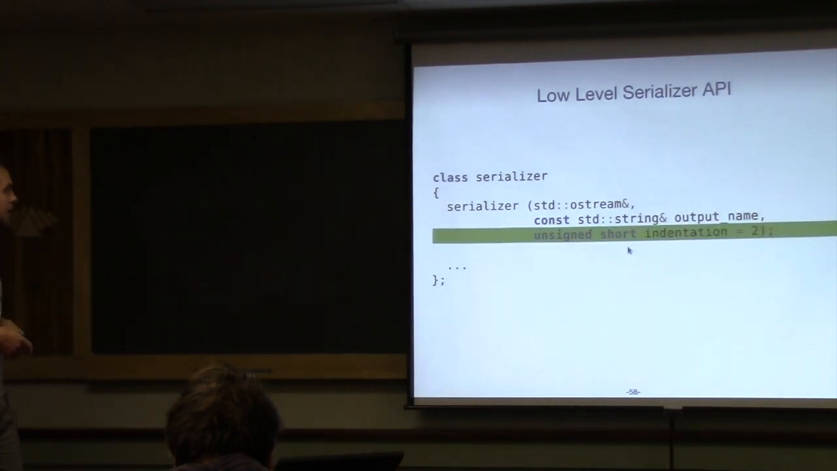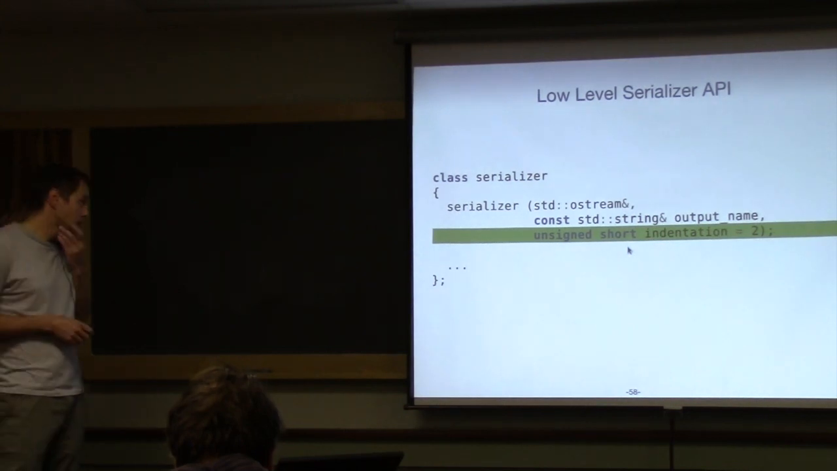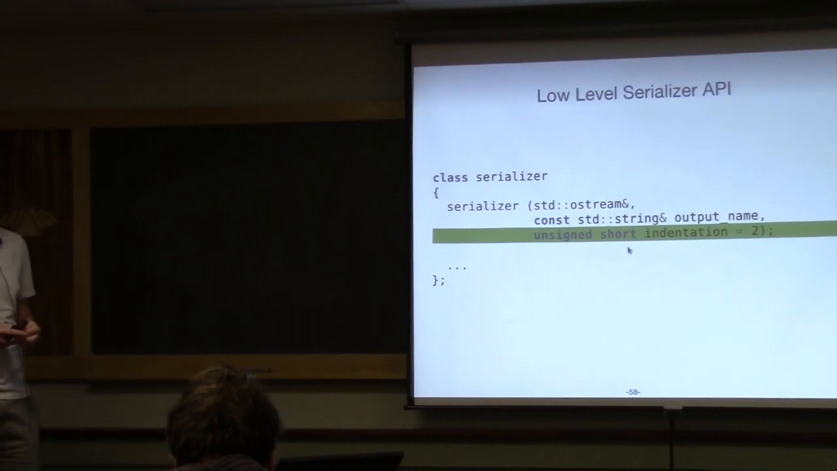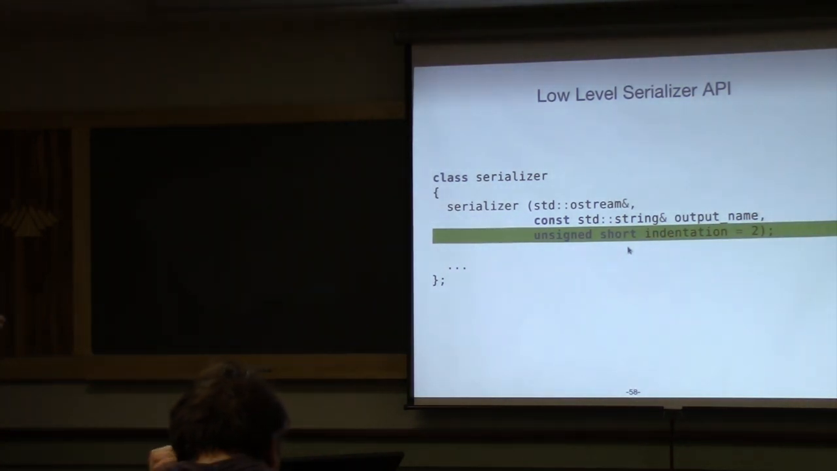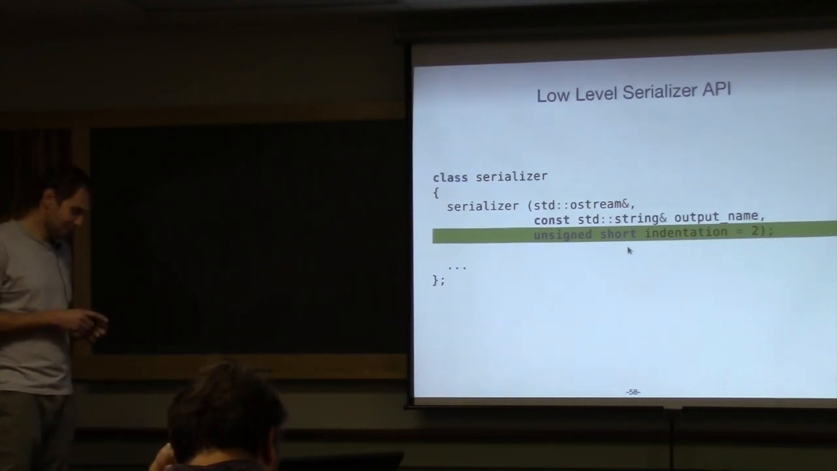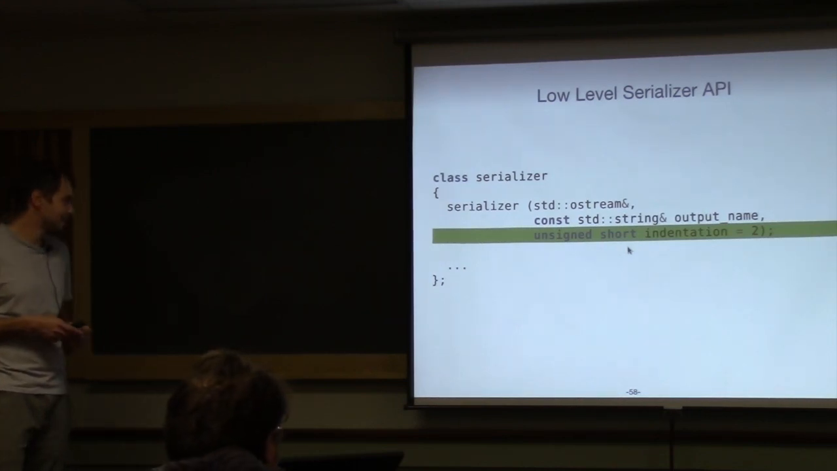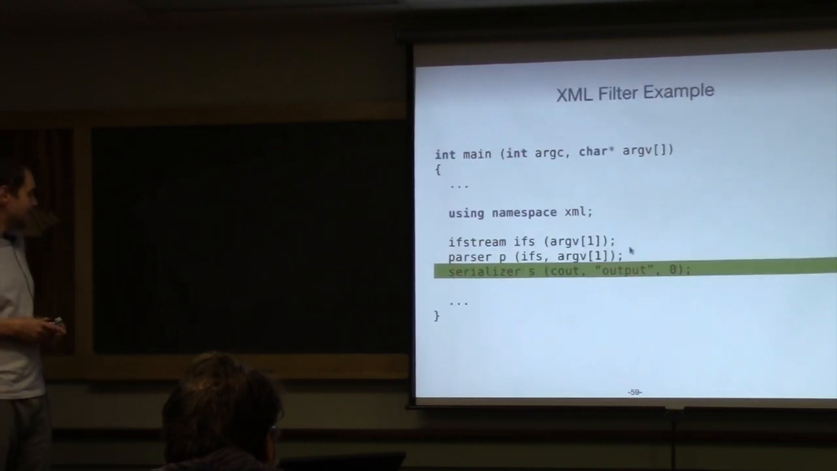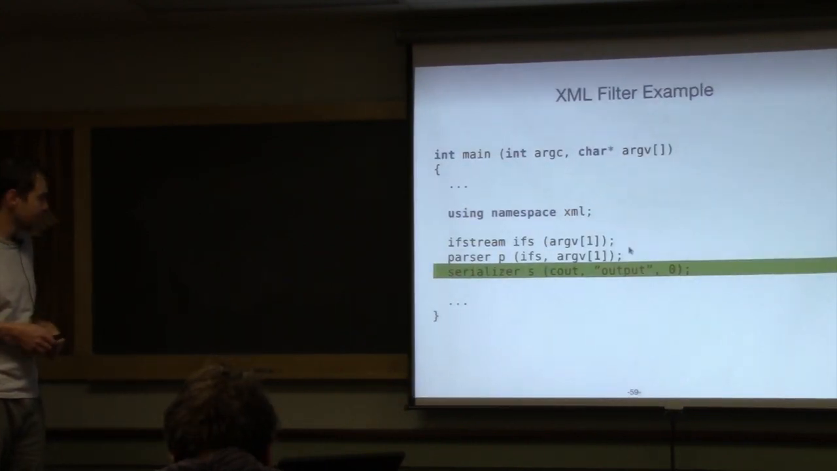The construct is pretty similar to the parsers. Again, the stream, the name. The indentation argument specifies how many indentation spaces should be used for pretty printing. You can pass 0 to disable it. Of course. The question was whether it is spaces instead of tabs? Not tabs.